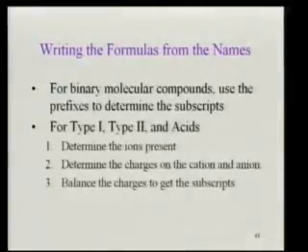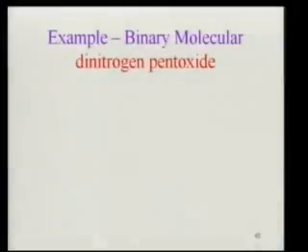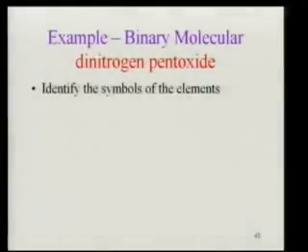Now, for your type 1, type 2 ionics and your acids, you've got to realize the steps that we've already employed and just sort of work backward a little bit. Okay? You'll see what I mean. This one's easy. We just did something similar. Dinitrogen pentaoxide. You've got to figure out what elements are present.